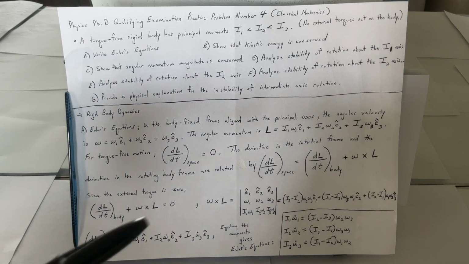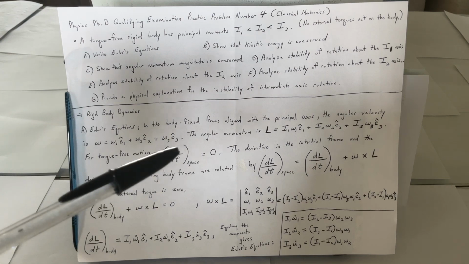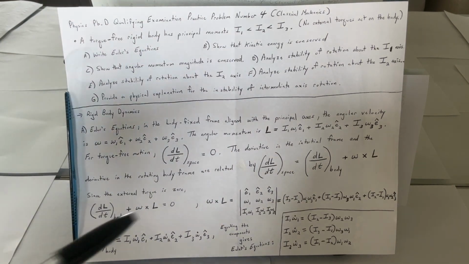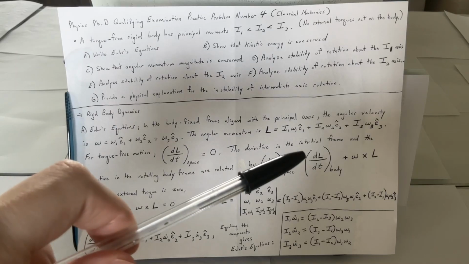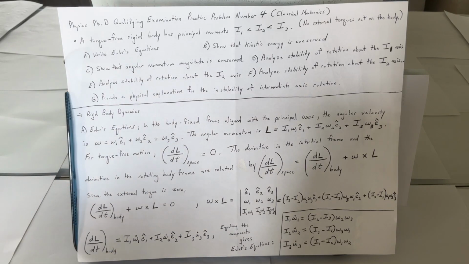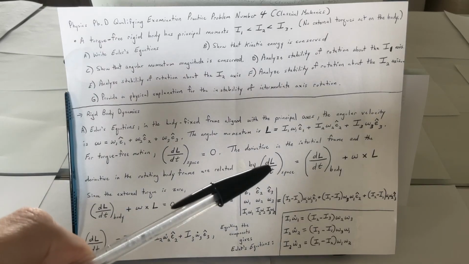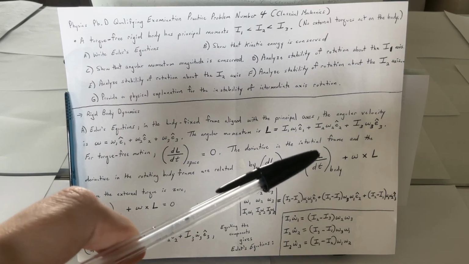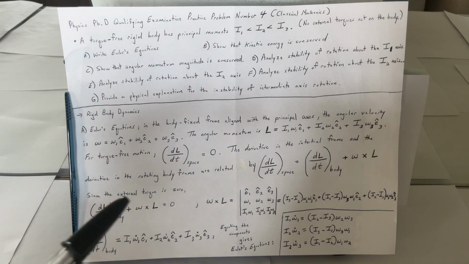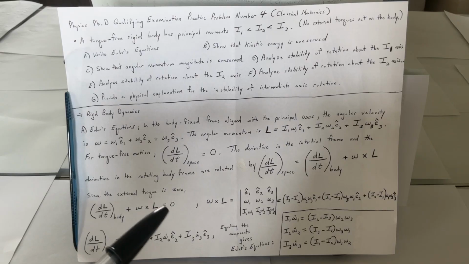And for the torque-free motion, we have the derivative of L with respect to t in space equals 0. The derivative in the inertial frame and the derivative in the rotating body frame are related by dL/dt in space equals dL/dt in the body frame plus omega cross L. Since the external torque is 0, dL/dt body plus omega cross L equals 0.